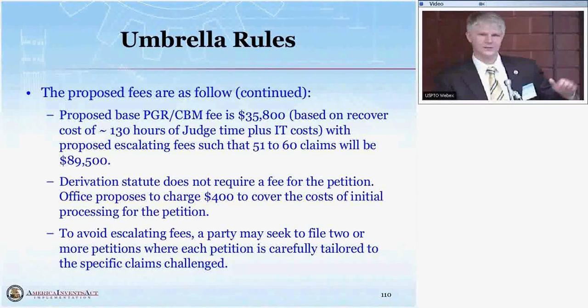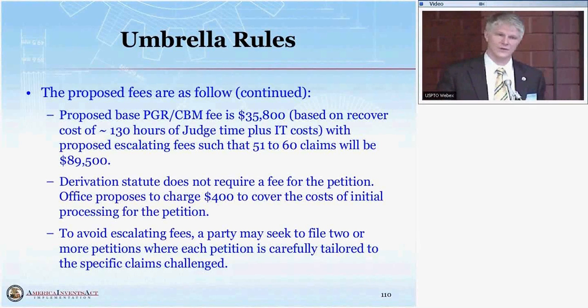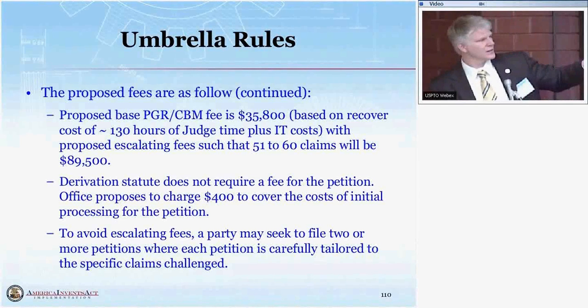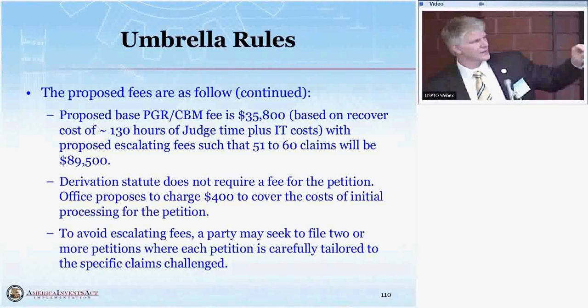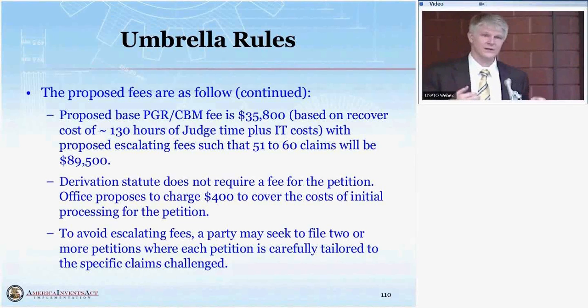So that was our thinking on how the fees go up. Again, we look forward to comment on that. And I just want to point out, so post-grant review, we'll start at we're estimating 130 hours.